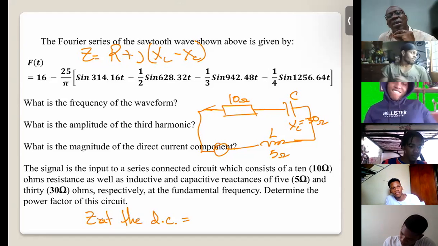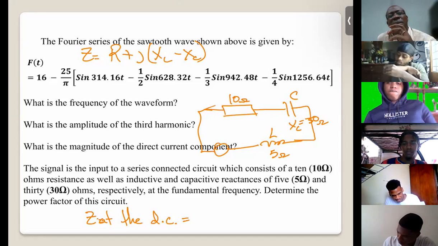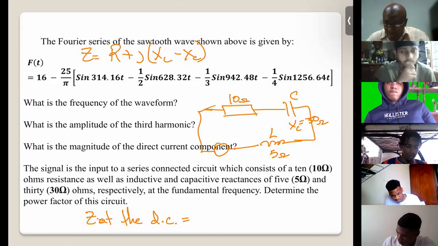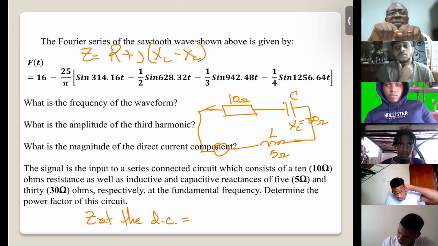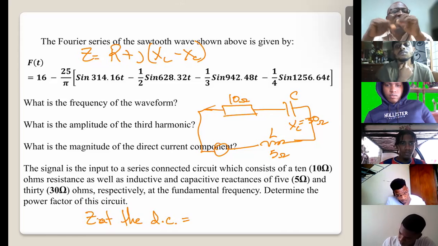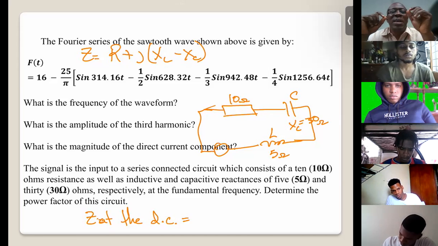The values you are given, students, for the inductive and the capacitive reactances are at the fundamental. Yes? So, Mr. Harrison, what would be the capacitive reactance at the second harmonic? If at the fundamental it is 30, what would be the capacitive reactance at the second harmonic?